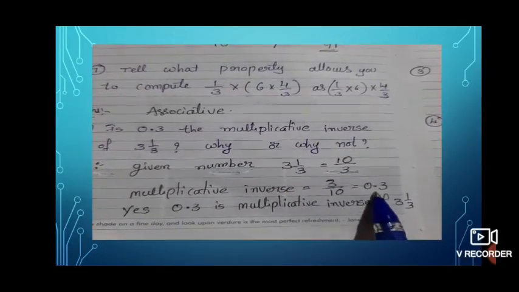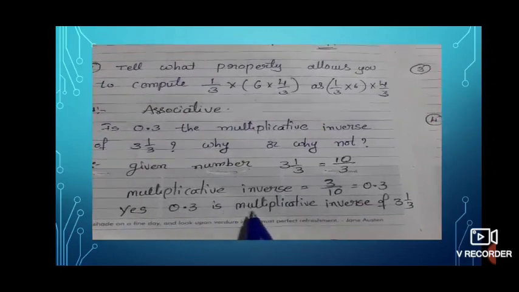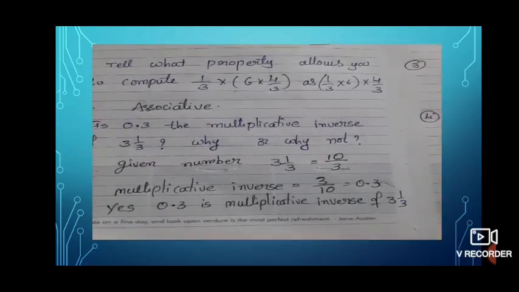Yes, 0.3 is the multiplicative inverse of 3 1 by 3. The reason also is there.